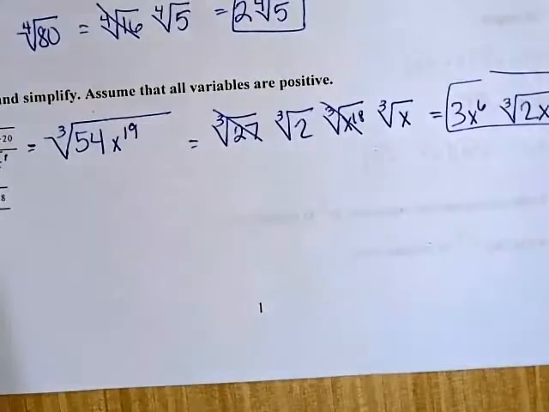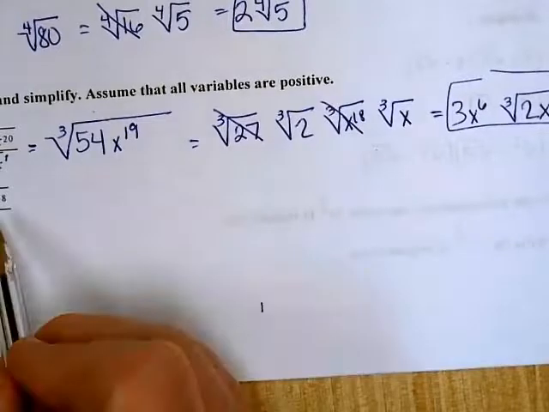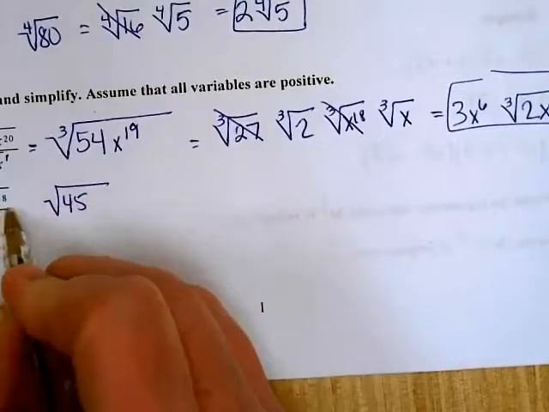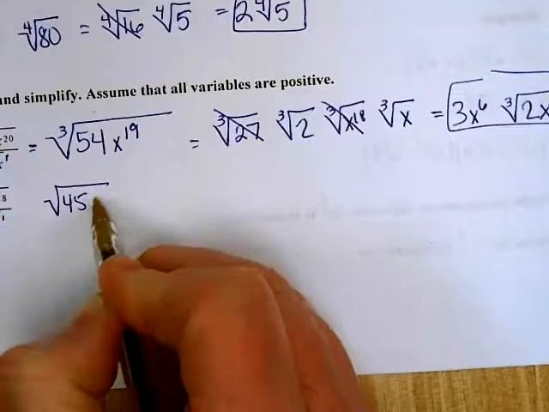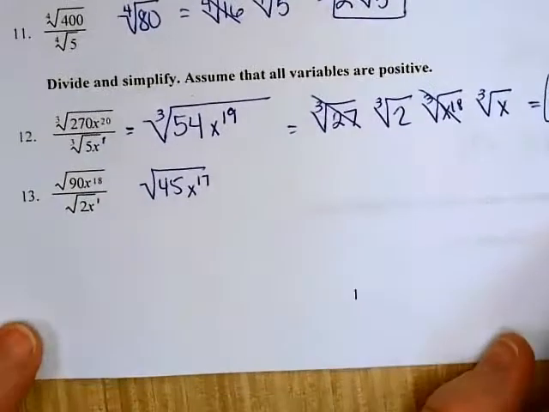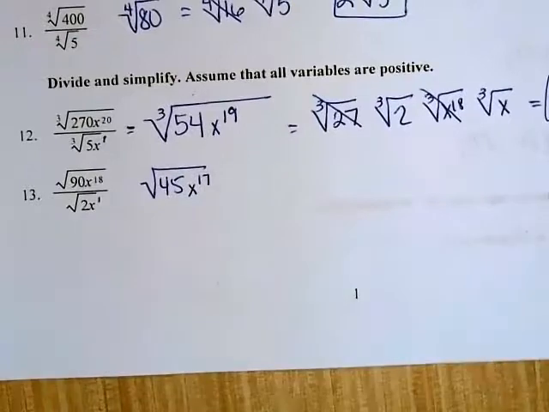Y'all following along with me? Any questions so far? 90 over 2, 45. X to the 18th over x is x to the 17th. Is 45 a number that has a square root?